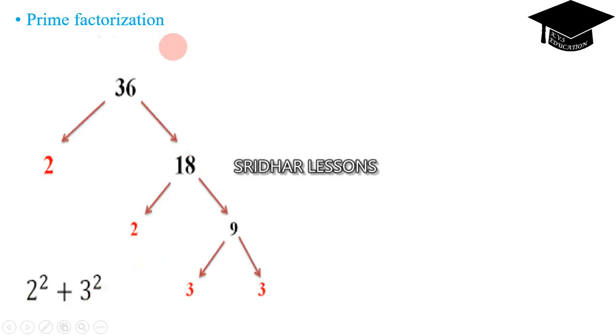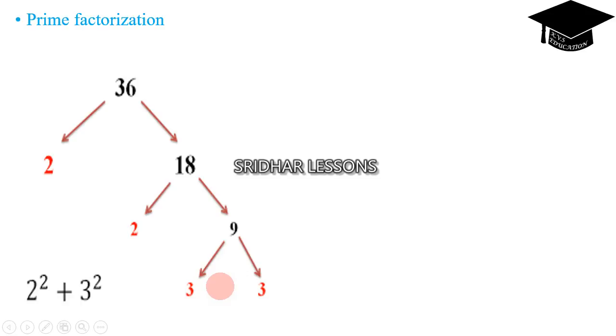Prime factorization. If you observe, 36 can be written as the factors 2 into 18. 2 cannot be further factorized. 18 can be factorized as 2 and 9, and 9 can be factorized as 3 and 3. 3 into 3 is 9. So this is called prime factorization.